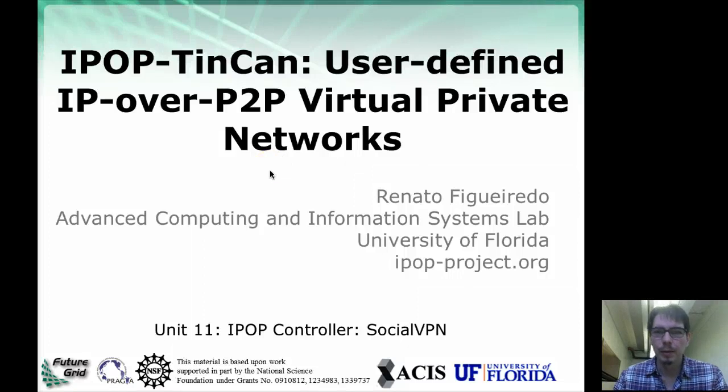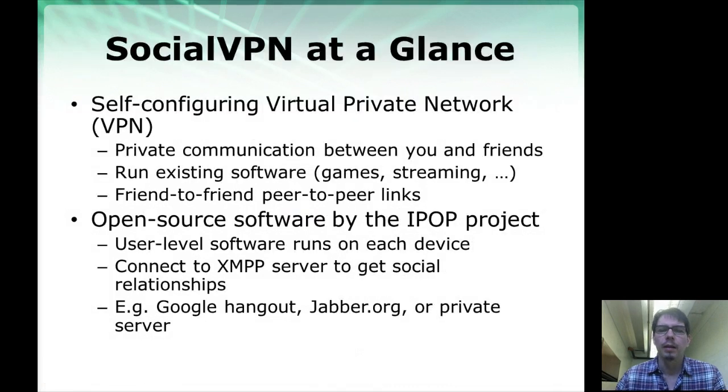Welcome back. Having seen the API for controllers, we're now going to look into one implementation that we have on top of IPOP, which is social VPN. The idea of social VPN is to create a virtual private network that's very easy to set up. Basically, all you need to do is configure IPOP to talk to an online social network backend that supports XMPP, and then you make friends.